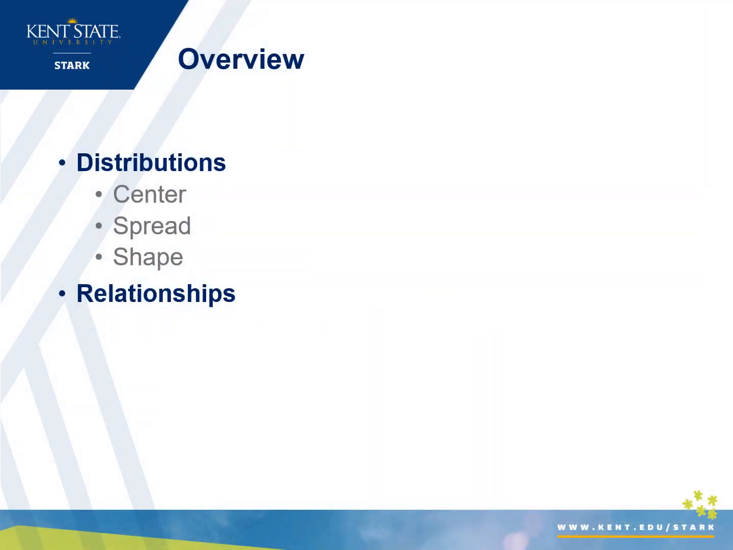First, a quick overview. We'll be looking at two ways of describing data. One is to consider the distribution of each variable in terms of its center, spread, and shape. The other is to look at data through the relationships between the variables in your data set, whether through tables, graphs, or numbers.